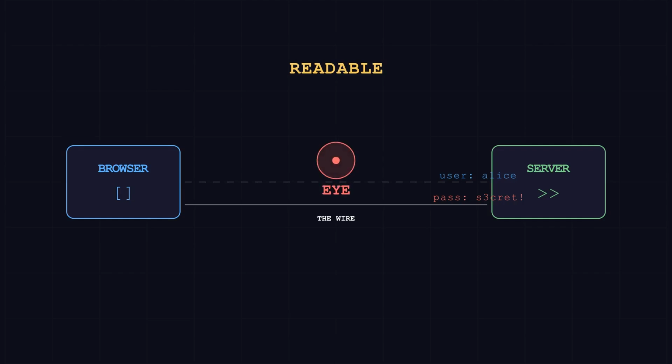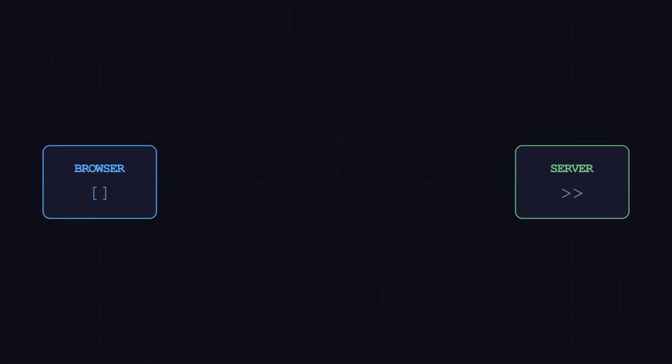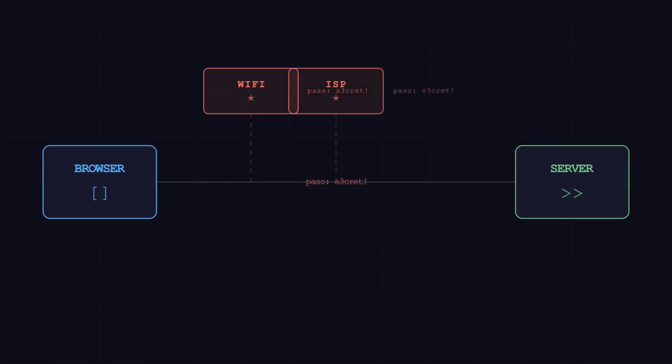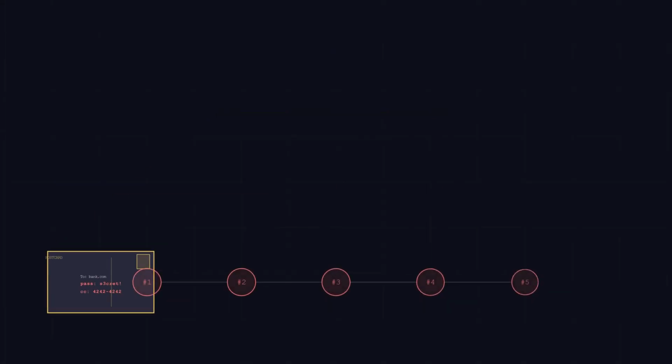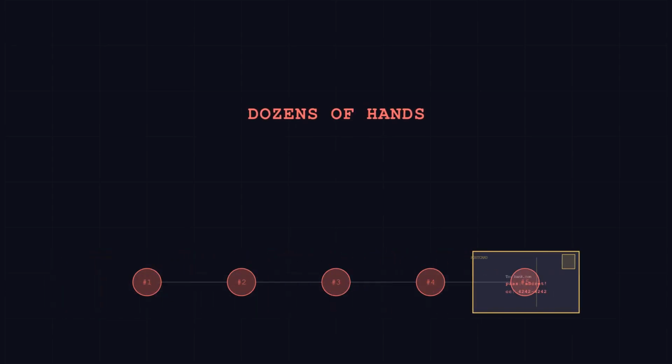Anyone sitting between you and the server can see them, and anyone isn't hypothetical. Your coffee shop Wi-Fi, every device on that network can see your traffic. Your ISP, they can read every page you visit. A compromised router along the way. Same thing. It's like mailing a postcard. Anyone who handles it can read it. And your data passes through dozens of hands on its way across the internet.